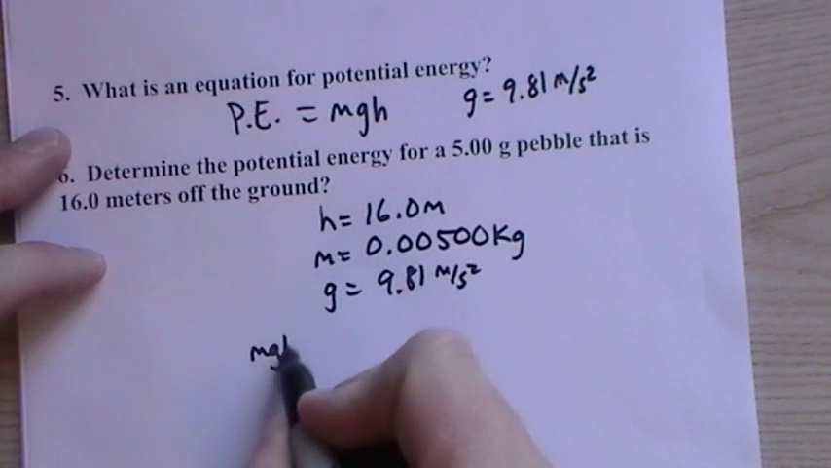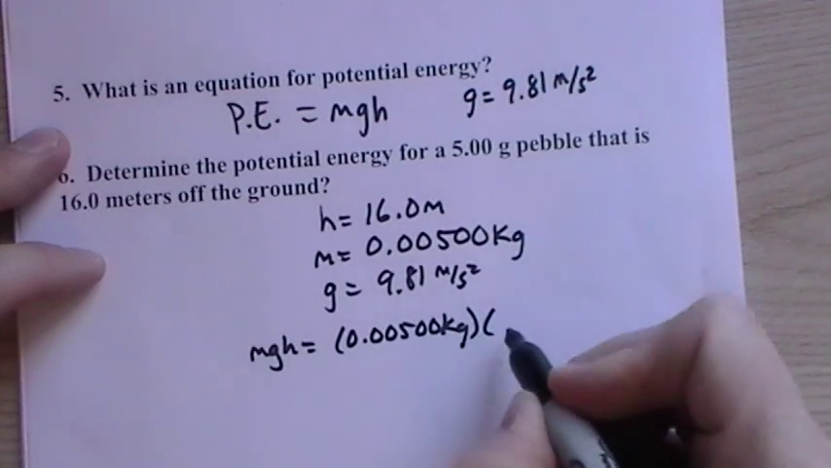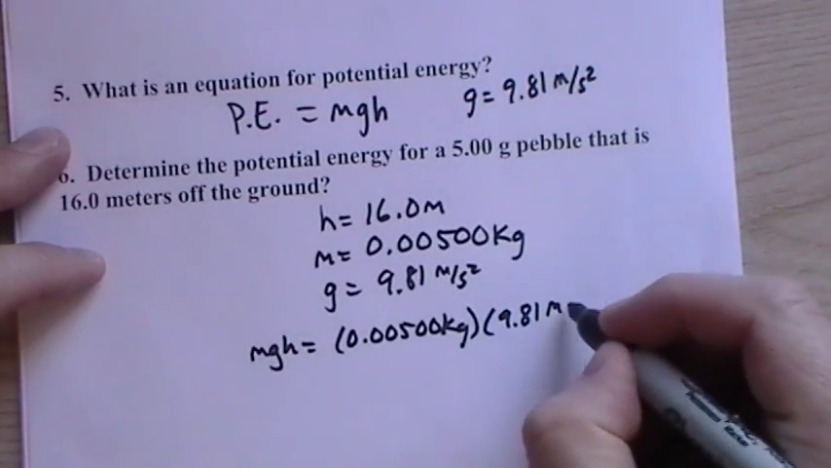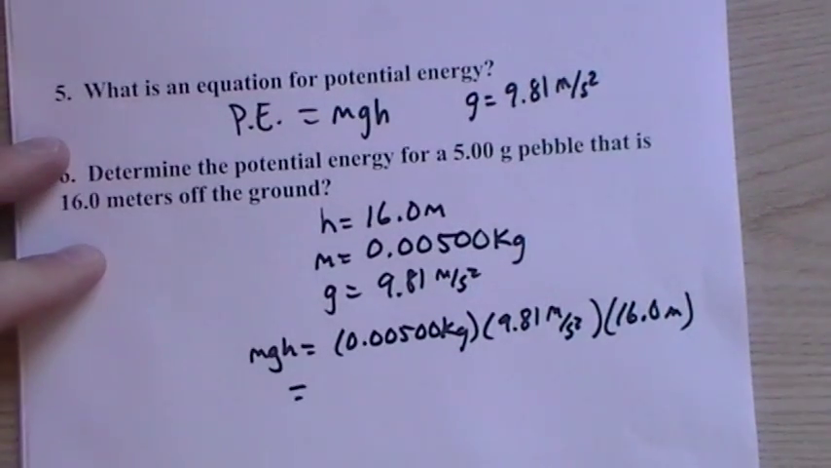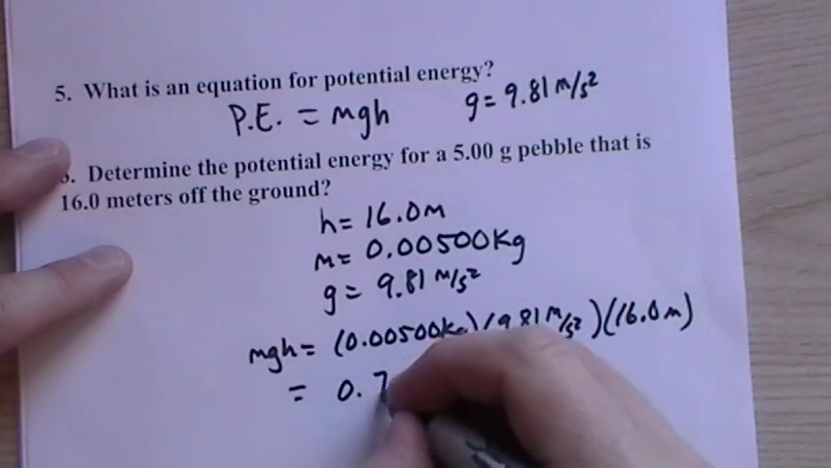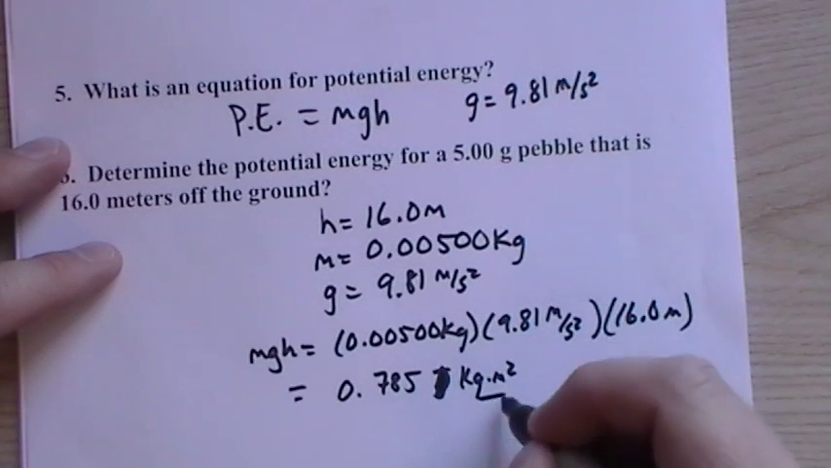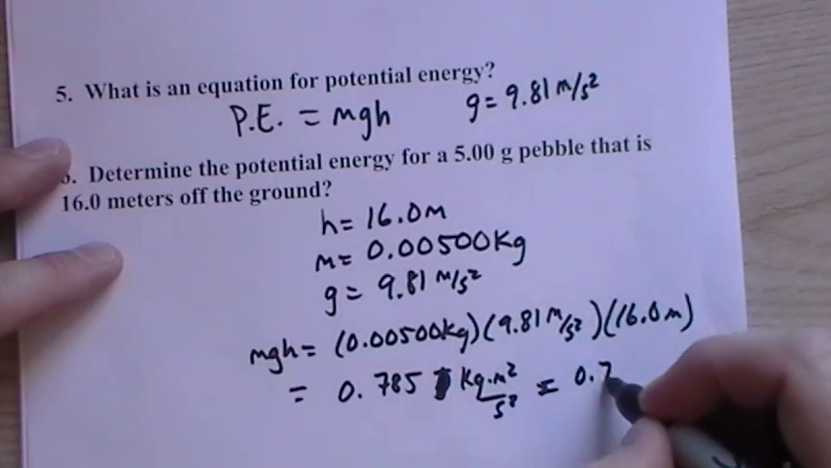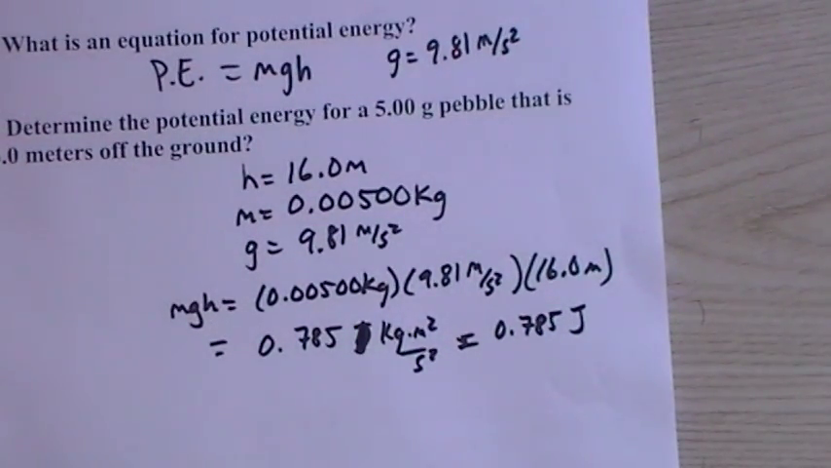So mgh is going to be 0.00500 kilograms times 9.81 meters per second squared. The height is 16.0 meters. And again, you want to carry the units through just to make sure. This is 0.785 joules. I should say kilograms meters squared per second squared, and those are units of joules. I'm going to do this out real quick. 0.005 times 9.81 times 16.